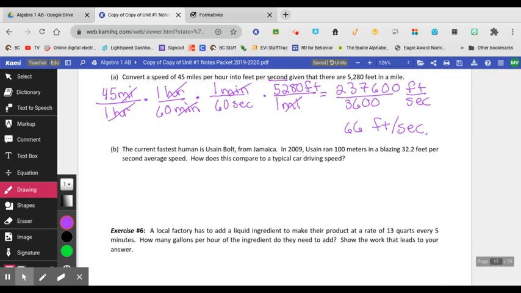The current fastest human is Usain Bolt from Jamaica. In 2009, Usain ran 100 meters in a blazing 32.2 feet per second average speed. How does that compare to the typical car driving speed? So basically what we want to do is convert 32.2 feet per second into miles per hour. So we're doing the opposite.